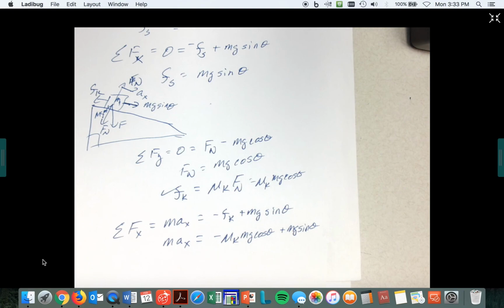And we can calculate mu of k because it's moving, and we'll say, what if it was going at a constant velocity? Well, then this would equal 0. Mu of k would equal mg sine theta over mg cosine theta. And if we solve for it, we'd wind up with the sine over the cosine, which is equal to tangent theta, for when it's not accelerating.